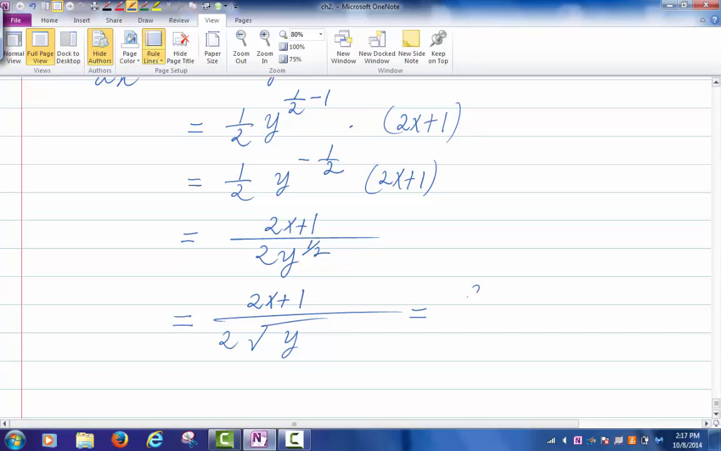And finally, you can plug in what y is. y is x squared plus x plus 1, so I take the root of that. I shouldn't forget about the 2. Is everybody okay? So that's the derivative of z with respect to x. Is everybody okay? Any questions?